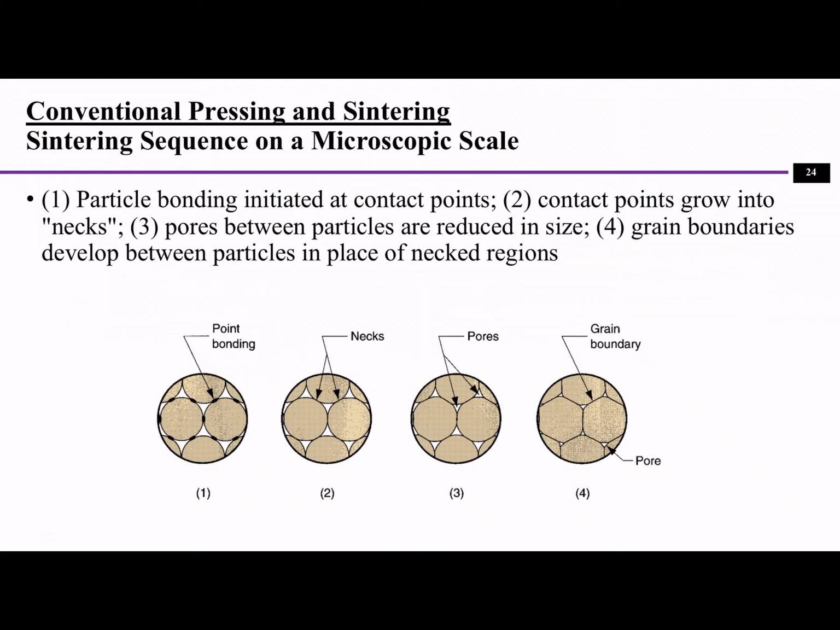You can see from this picture the stages or sequence of sintering, and how the gaps or pores disappear or get reduced. At the beginning it starts with point bonding, and then later it starts to form necks, and then further you can see the pores getting smaller and smaller. Eventually we'll see more boundaries between those particles. We call them grain boundaries.